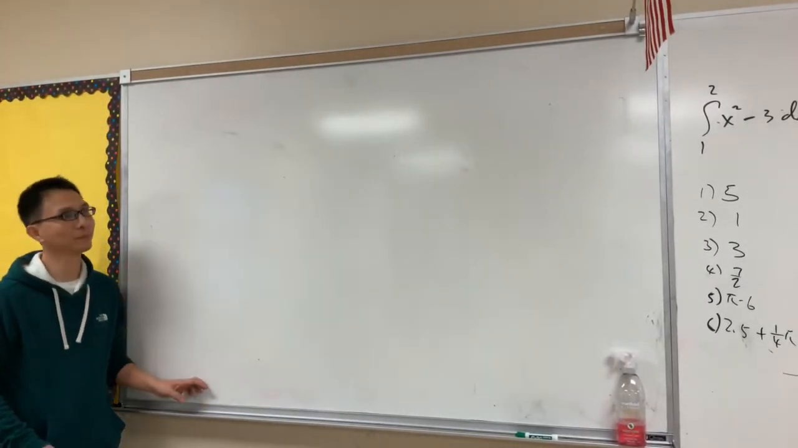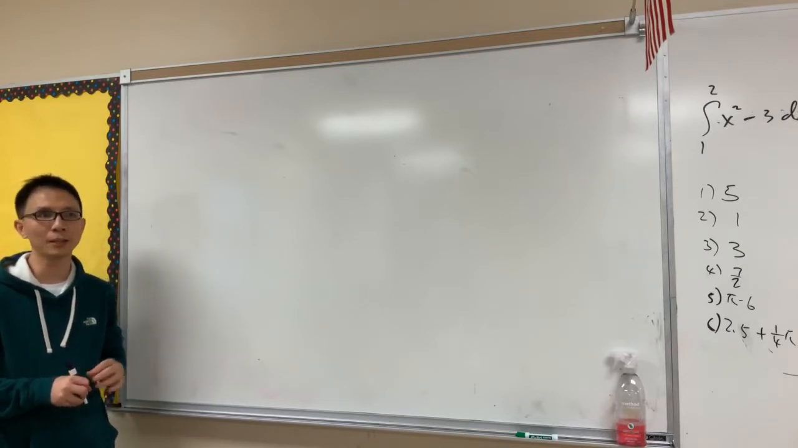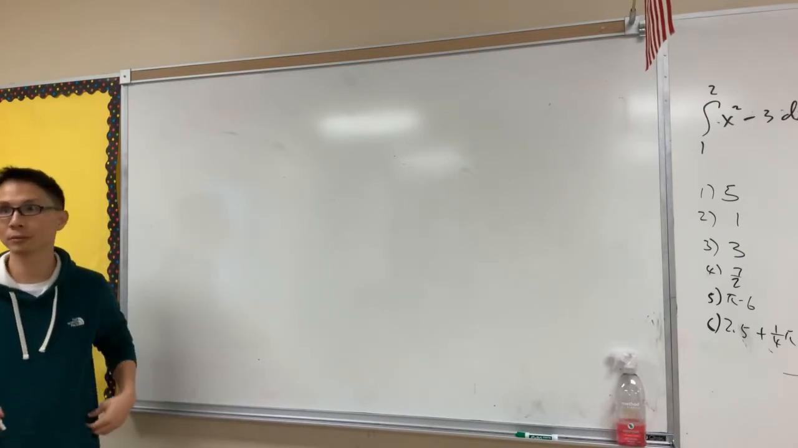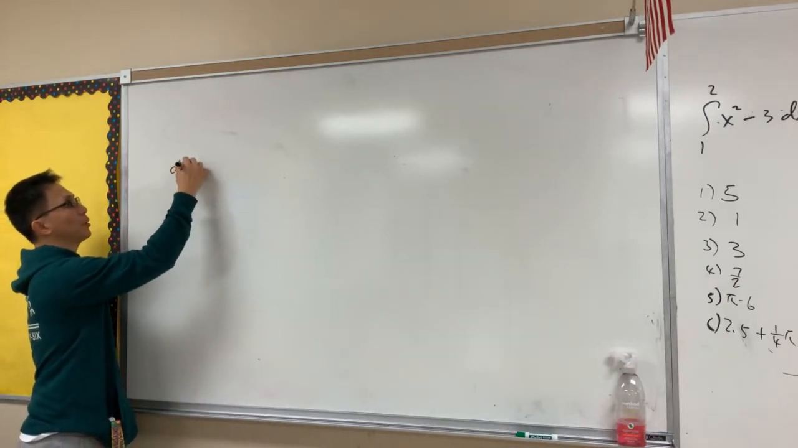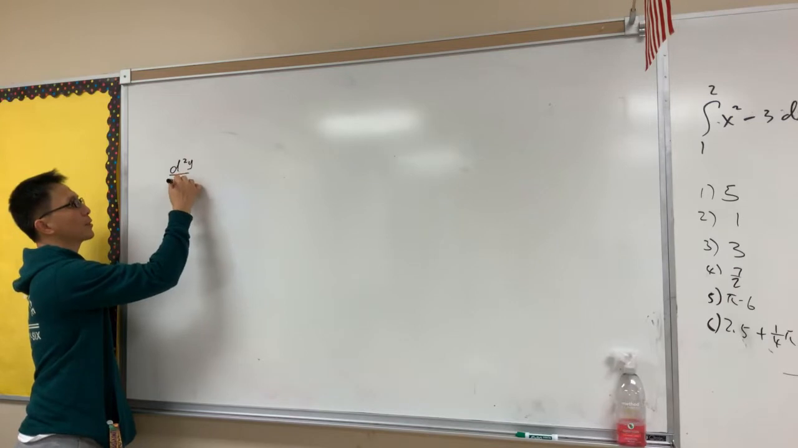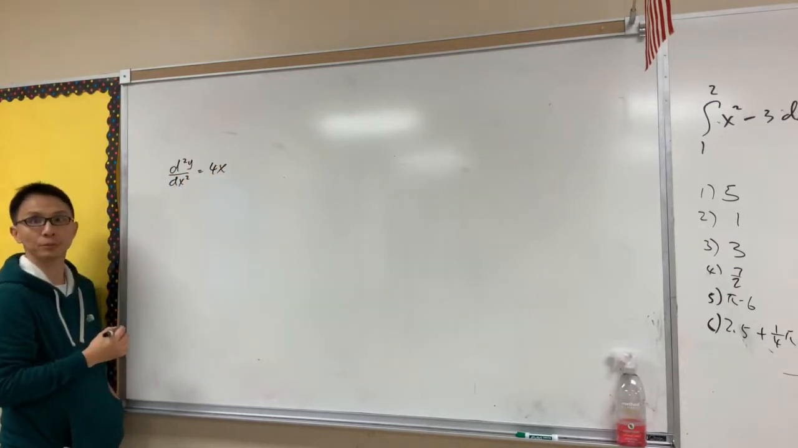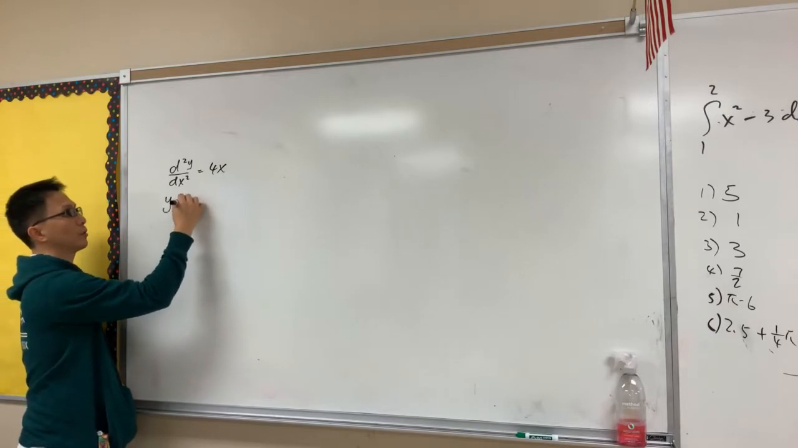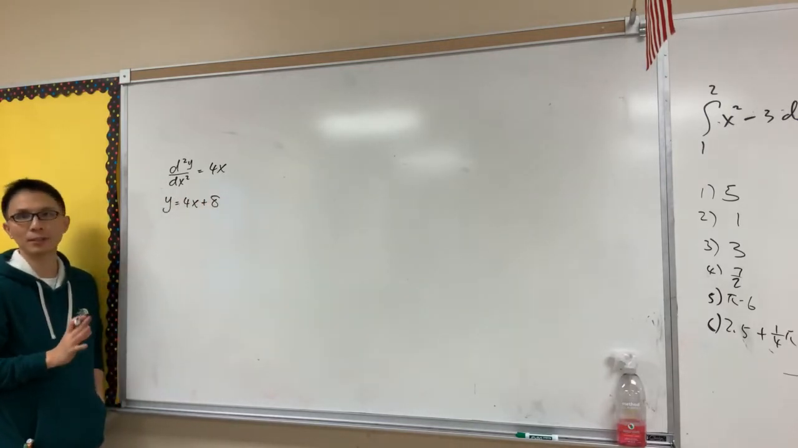Okay, so this is your new equation. So one of the homework problems, a lot of you have trouble with number 4, and then you just have to solve for c. So what does number 4 say? d2y over dx2 is equal to 4x. y equals 4x plus 8. It's like, how do you get that from that?